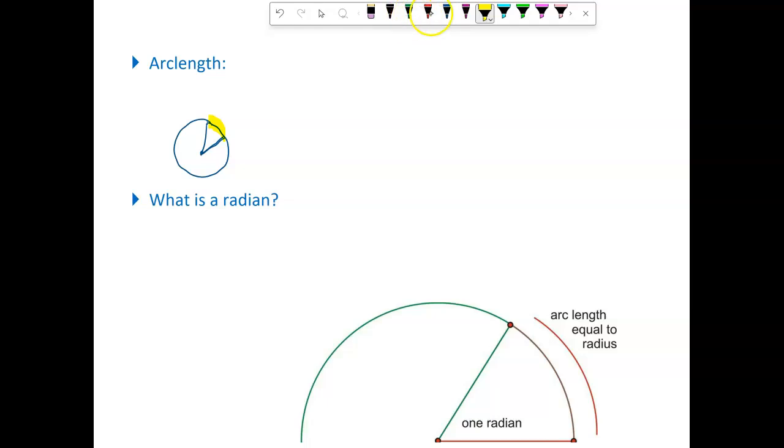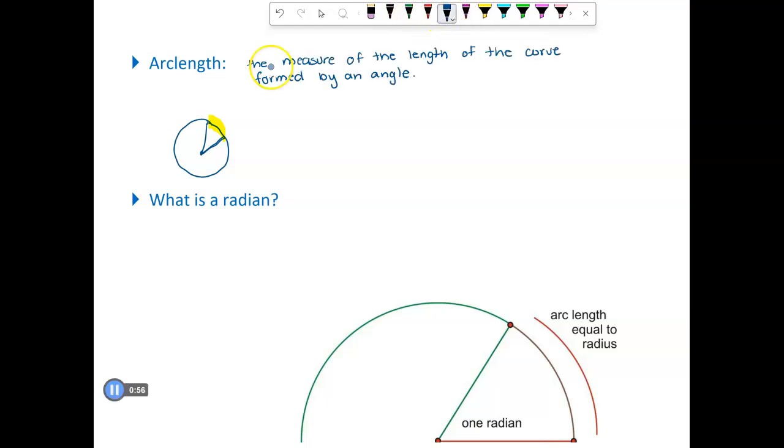Okay, and so we can define it as the measure of the length of the curve formed by an angle. So the angle would be inside of this section of the circle. And if you think about it, that's basically one section of the whole circle, which we would call the circumference.